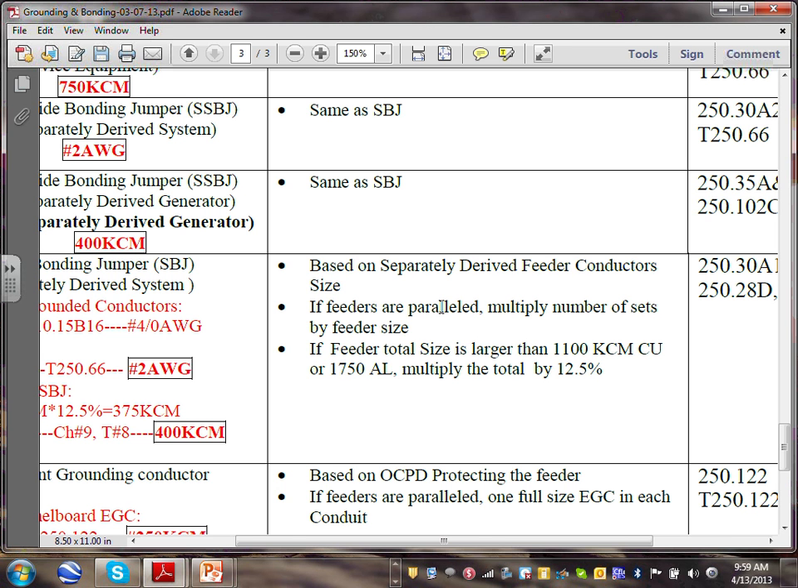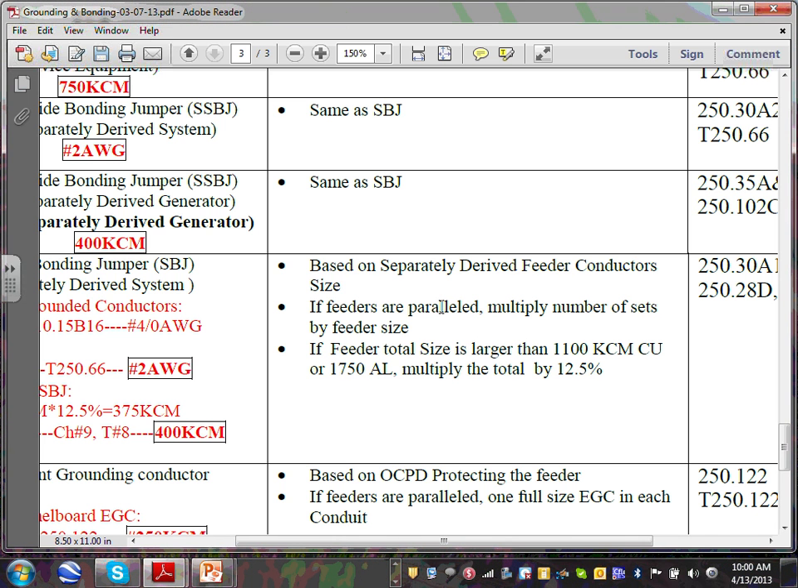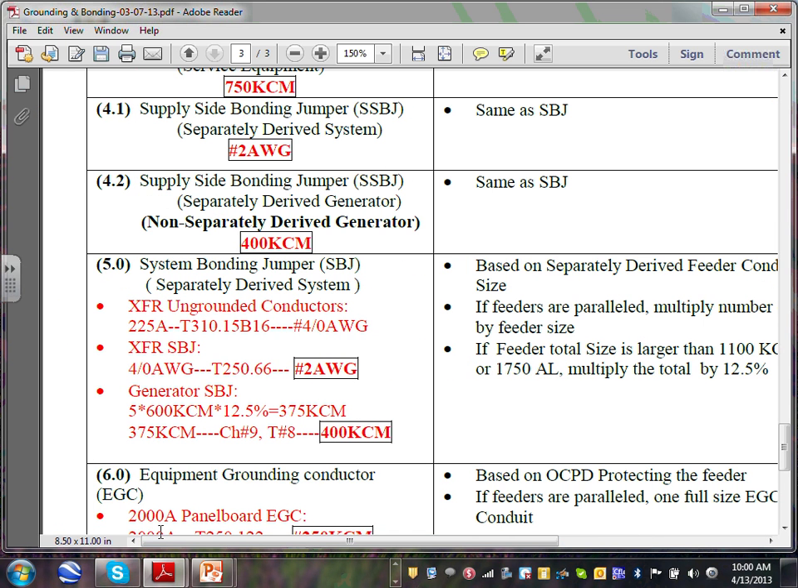Any comments, guys? Any questions about this one? So that's my so-called system bonding jumper. You drop the word system and you say main. The way we treat it is exactly the same.